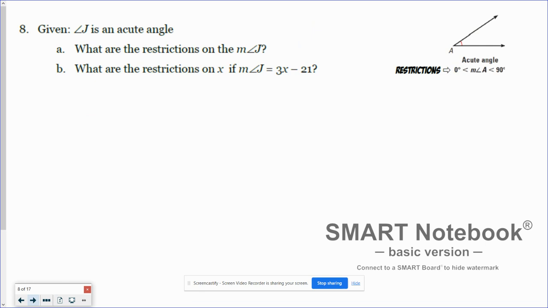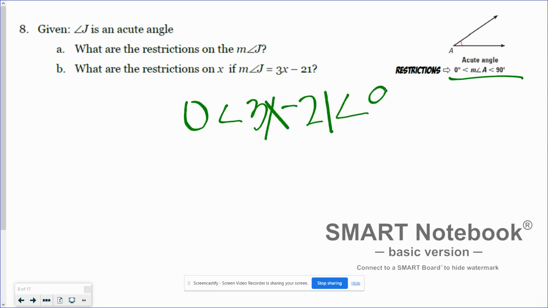Restrictions. So angle J is an acute angle. What are the restrictions on the measure of angle J? Well, I have them right here. The restrictions are 0 to 90 degrees. So the measure of angle J is in between 0 and 90 degrees. So what I'm going to do is create a compound inequality, which 0 is in between. So like 3x minus 21 is in between 0 and 90 degrees.